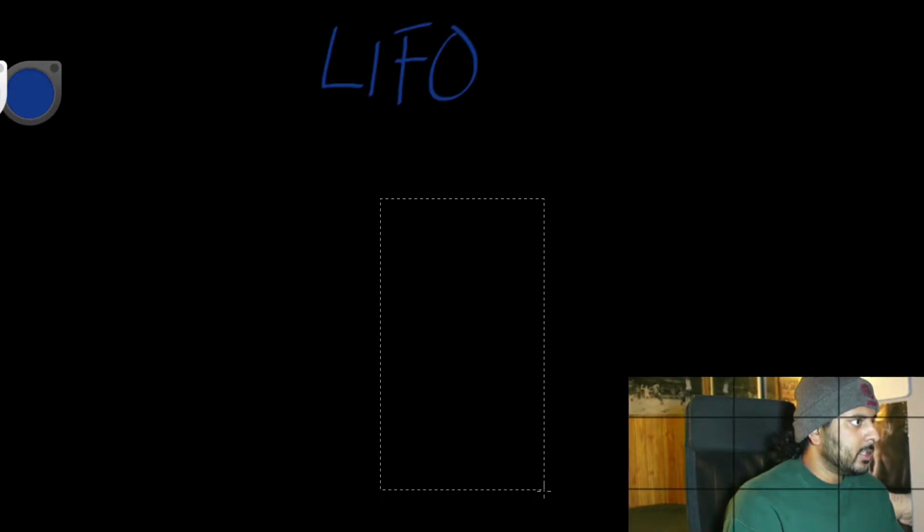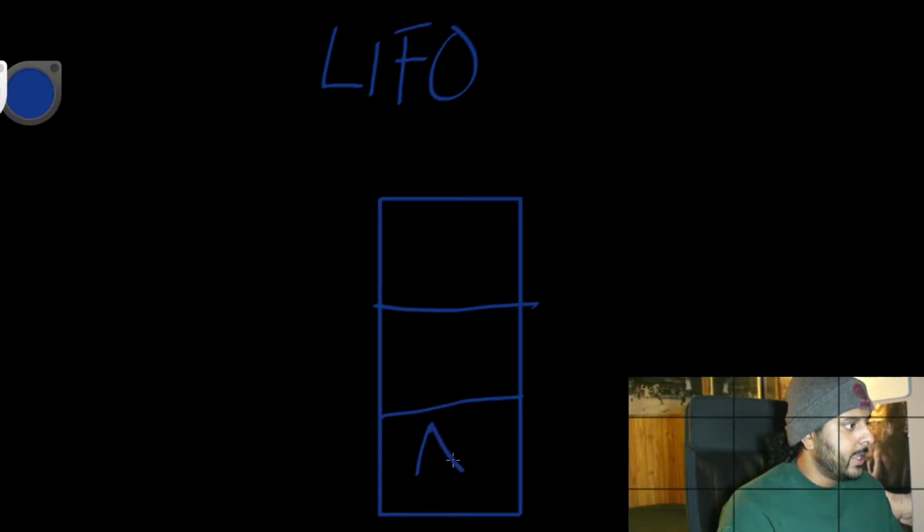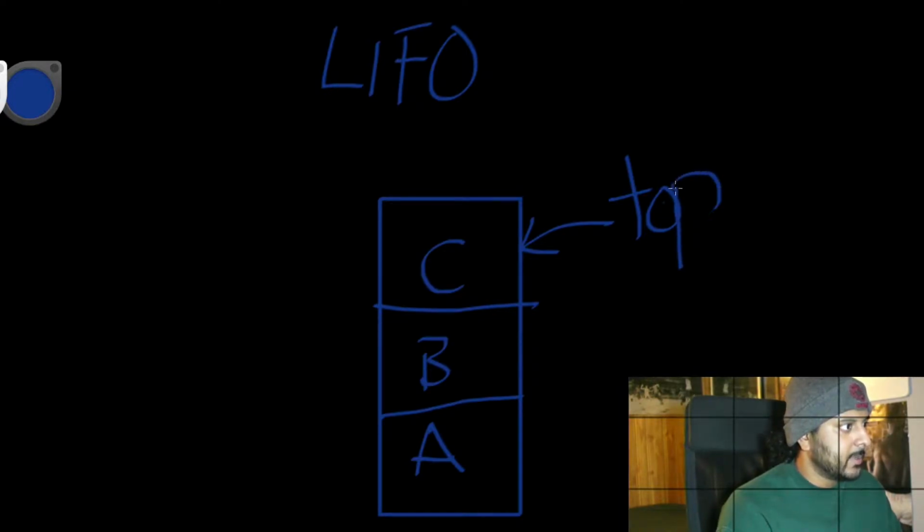So let's pretend this rectangle is our stack. And don't worry about implementation, guys. I'm going to be doing that in the next part of the video. Okay, so we have an A, a B, and a C. The C is going to be at what we call the top of the stack. At any given time, the only thing you can access is the item at the top of the stack. So remember that. The only thing you can access in this stack right now is C.